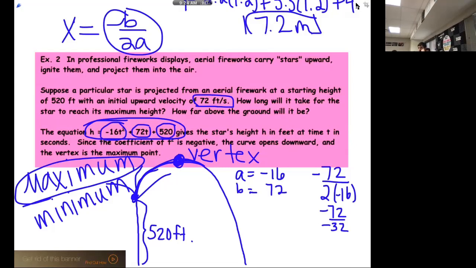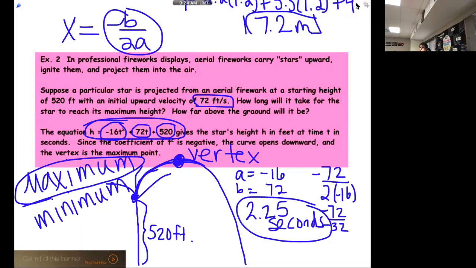Anybody? 2.25. So it's going to take 2.25 seconds because that's what our x is, right? Time. It takes 2.25 seconds to reach its maximum height.